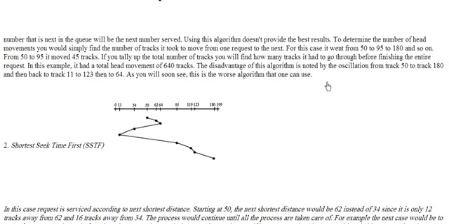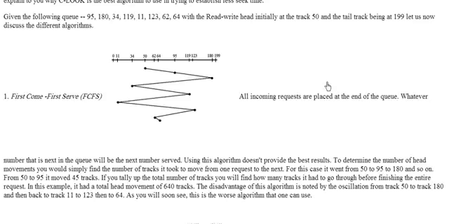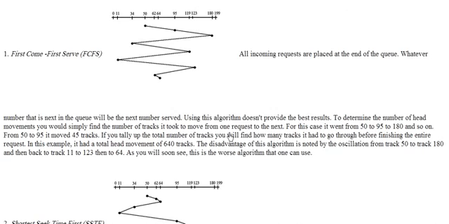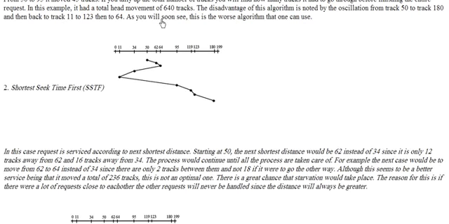As you will see soon, this is the worst algorithm that you're ever going to see among the scheduling algorithms we want to talk about here. You can count the number of track movements. So we got 640. From here you can see the numbers here, here, here. If you sum up all these tracks, you're going to have 640.